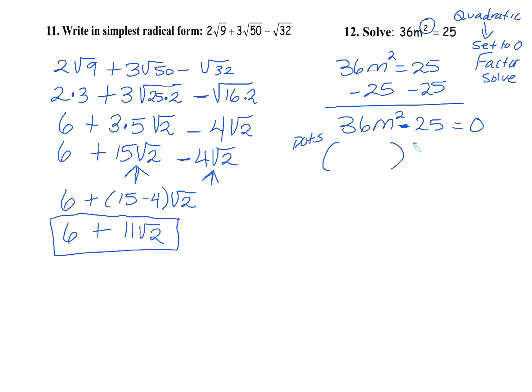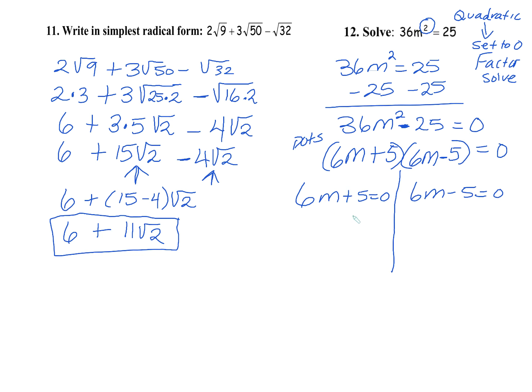So I'm just going to open my parentheses. 36 is 6 times 6. M squared is m times m. You see the minus, which means your signs will have to be opposite. And 25 is 5 times 5. Your next step is to set each factor to 0 and solve.